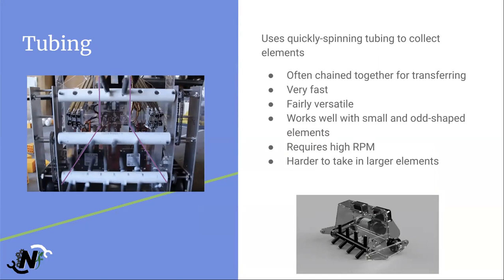They're very fast at intaking because they're constantly spinning, and they're also fairly versatile. The tubing is flexible, or at least most tubing is. We'll get to that in a bit. And that allows it to bend around elements of different shapes and sizes. In particular, it works well with smaller and odder shaped elements. Unfortunately, they require high RPM, once again, because tubing's floppy most of the time. And because the tubing bends so much, it's harder to take in larger elements.